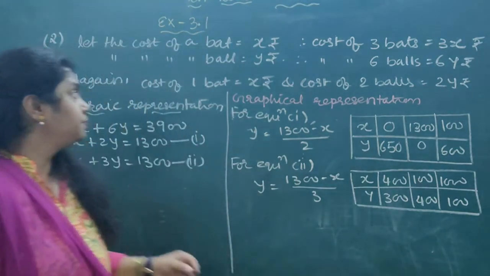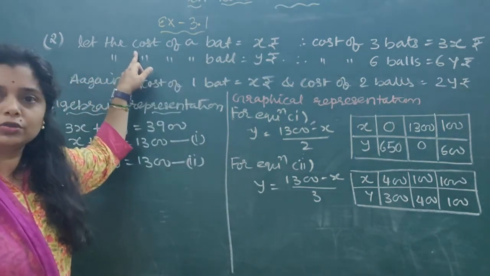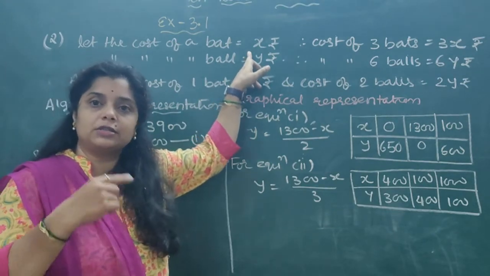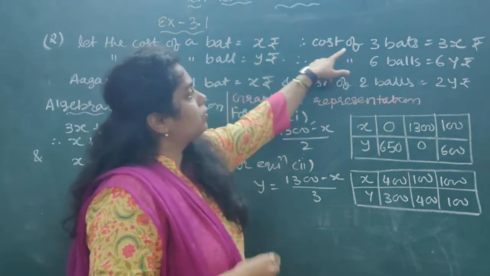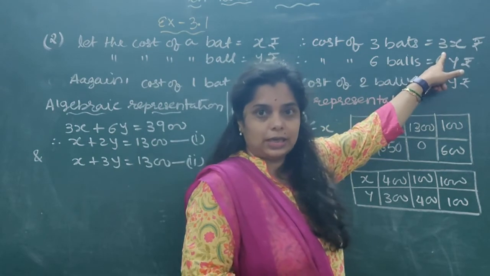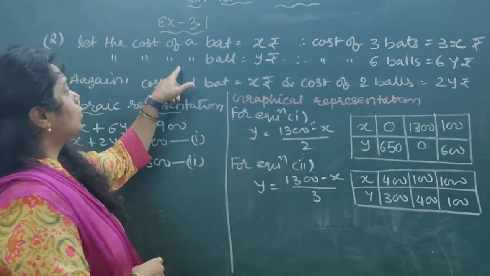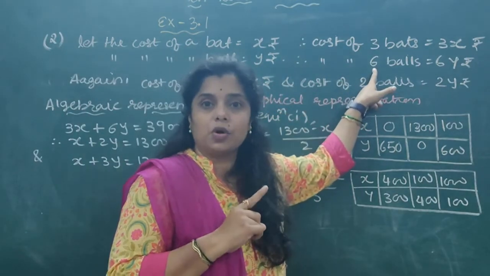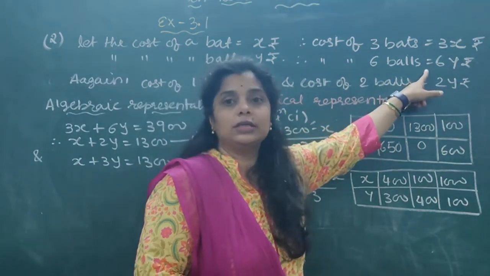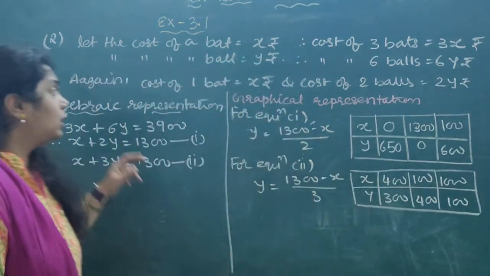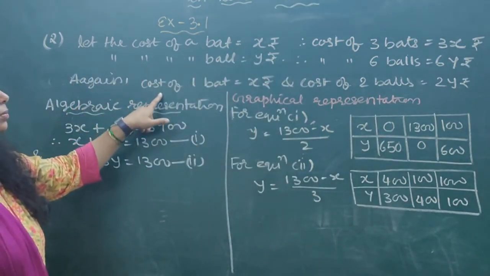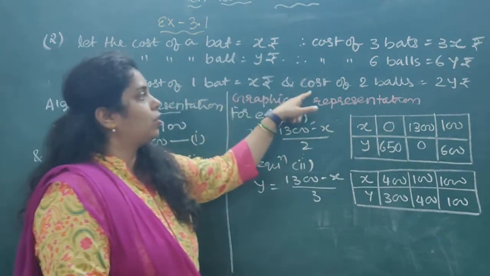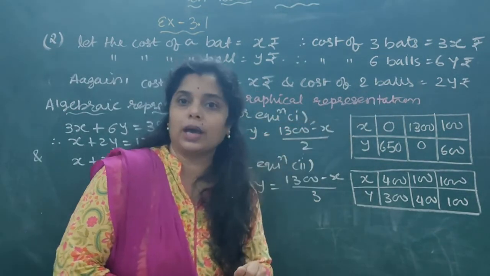Right. So here first we have to assume that the cost of a bat is x rupees, and in the first case she buys 3 bats, so the cost of 3 bats is equal to 3x rupees. Similarly, let the cost of a ball be y rupees, and in the first case she buys 6 balls, so therefore the total is 6y rupees. Okay, now in the second case again she buys 1 bat and 2 balls, so the cost of 1 bat is x and the cost of 2 balls is equal to 2y rupees.